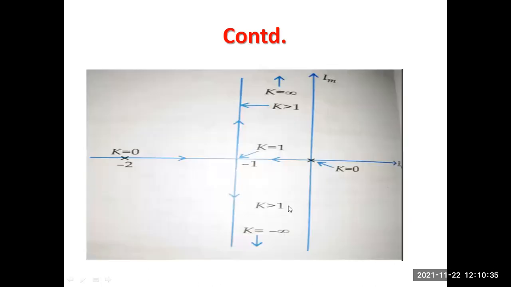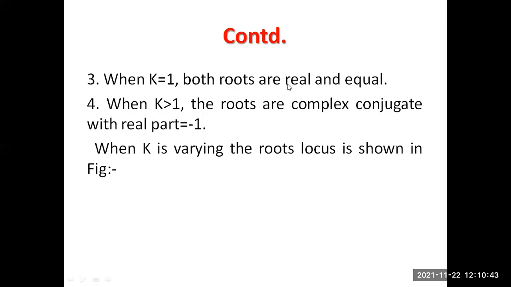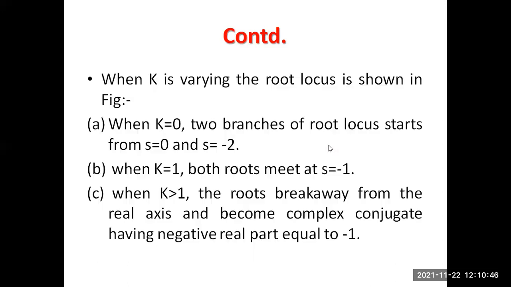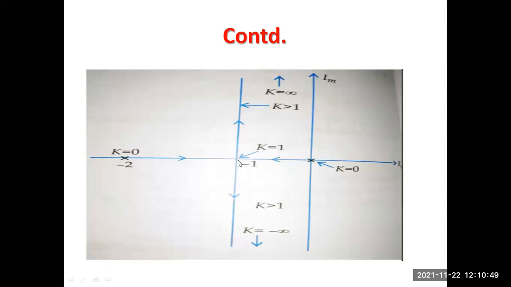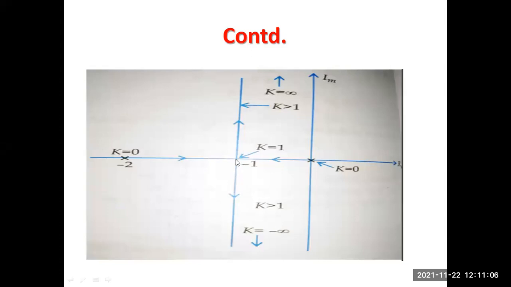Okay, so you see what will happen when k equal to 1. Let us come to this point. So k equal to 1 means both the roots are real and equal. So these two locus will basically originate and meet at this point. Okay, so when k greater than 1, the roots break away from the real axis and become complex conjugate. So you see k equal to 1 means it is lying here. Now when k greater than 1, the roots will move in this direction. One will move in the positive direction and another will move in the negative direction.